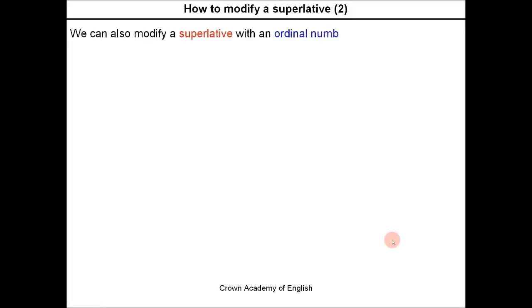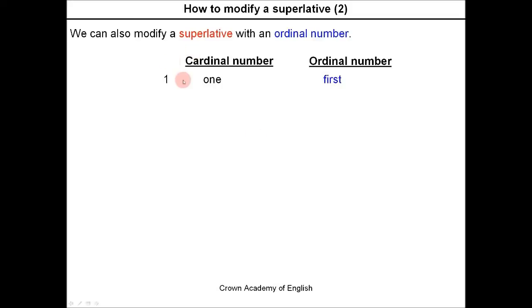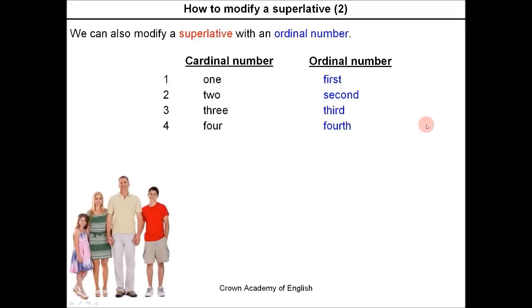We can also modify a superlative with an ordinal number. So what is an ordinal number? Well, let's have a look. These are the normal numbers. We call them cardinal numbers. And the ordinal numbers describe the order of something. So first, for example, this is my first car. And so we have second, third, fourth, and obviously many others. So we use ordinal numbers in an expression with superlatives. Let's look at an example.